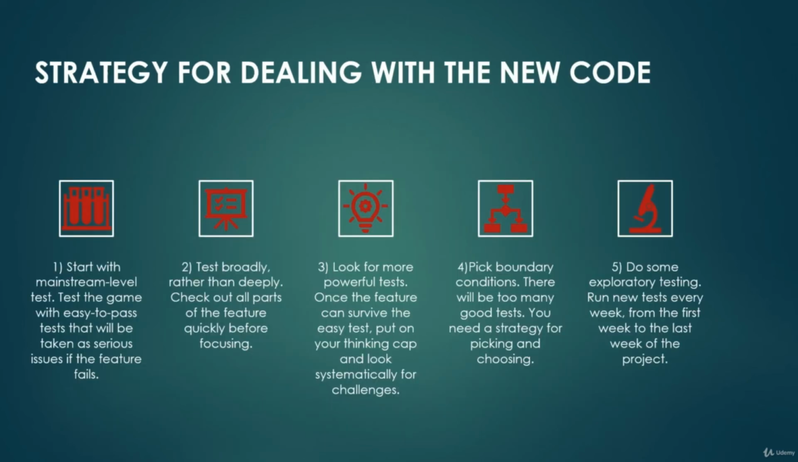A bit of tips on how to deal with new code. Very often it can happen that you will get a new code and the time is limited. So what to do, how to organize your testing? First, start your testing with a mainstream level test. Test with something that's easy to pass, and it will be taken as a serious problem if these tests fail. Something like we'll put in our BAT, the basic acceptance testing. So these are the ones that we start with.